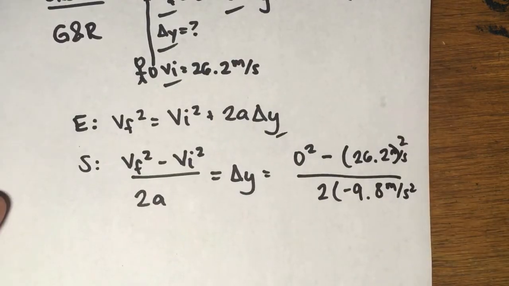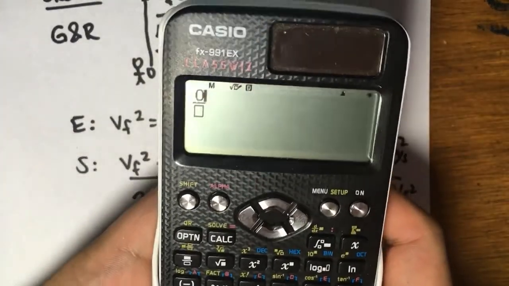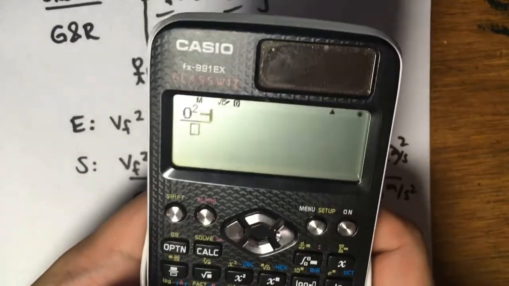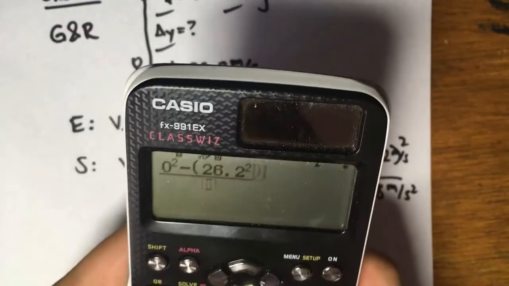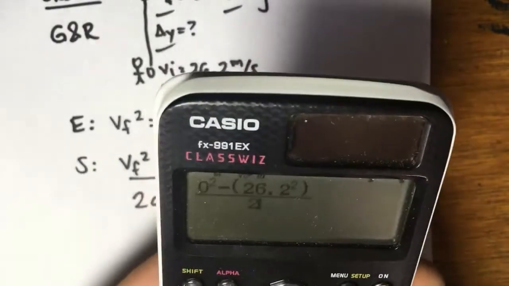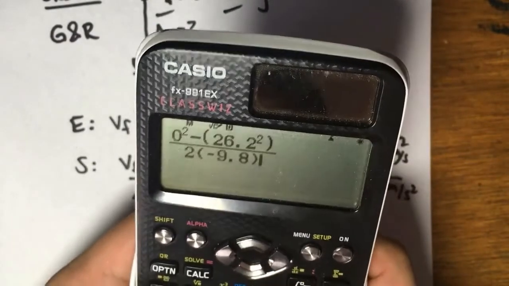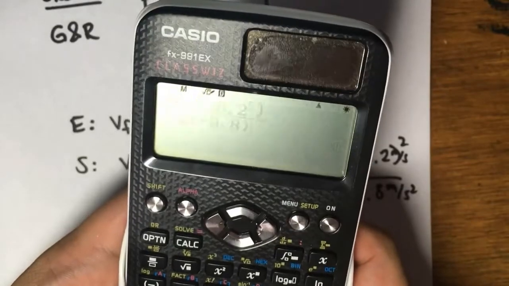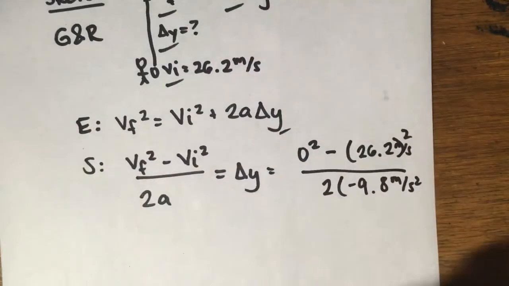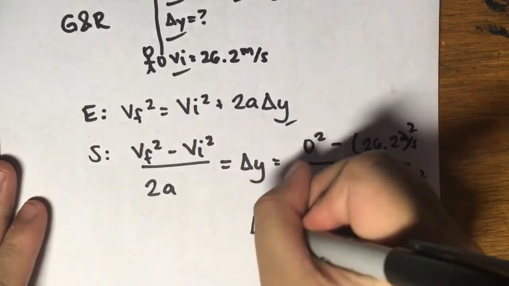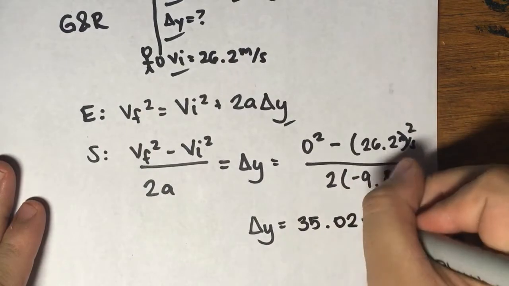So let's try to plug that into our calculator. 0 squared minus 26.2 squared all over 2 times negative 9.8. And if we get the equal sign out, this will be equal to 35.02. So delta Y is equal to 35.02 meters.